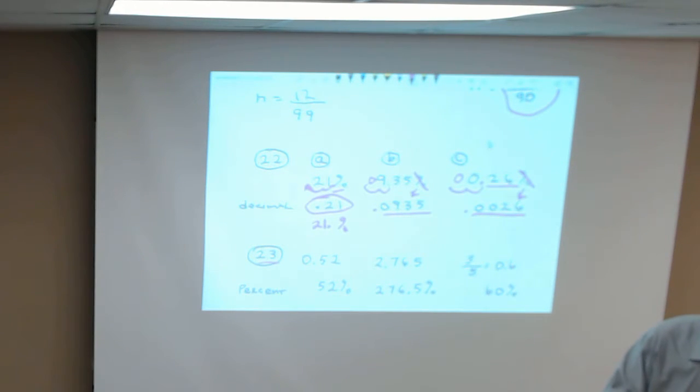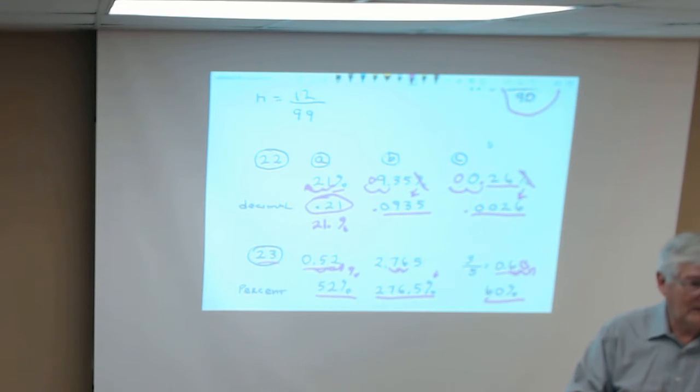Okay, 23. Now, I have to change this. They want me to add a percent sign. So what do I do to add the percent sign? Move it 2 places the other direction, and I get 52%. Move it 2 places, and I get 276.5%. 3/5, I divide 5 into 3, and I get 0.6. And then move it 2 places, and I get 60%. You follow the process?